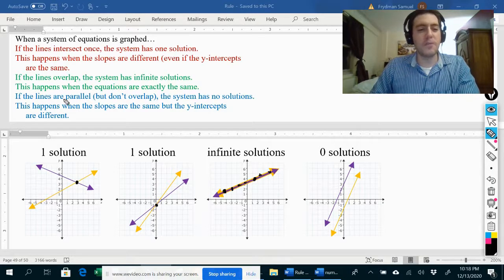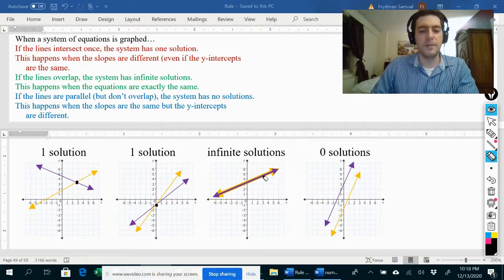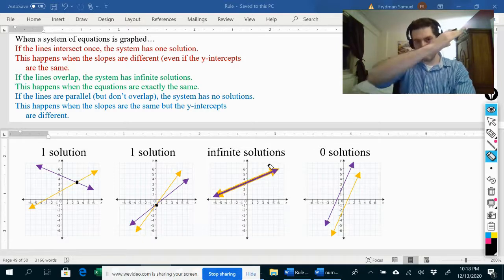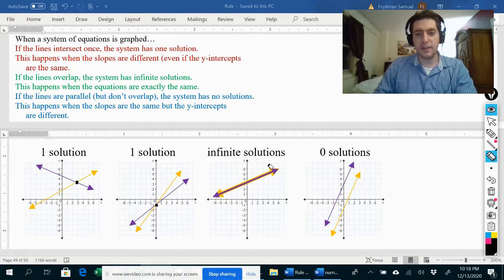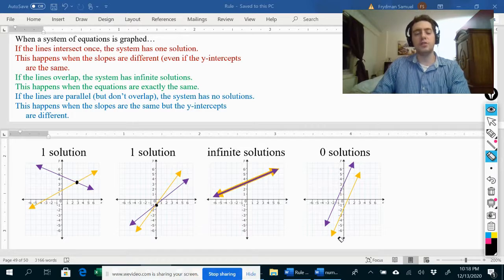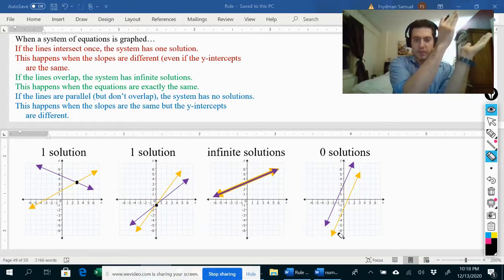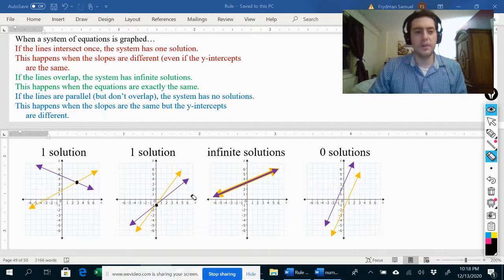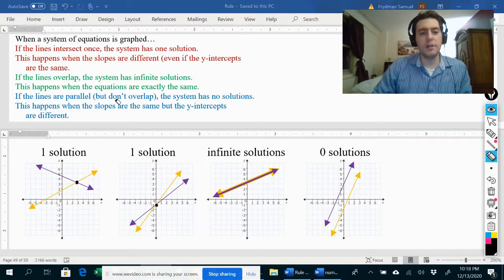If the lines are parallel but don't overlap, so these lines over here are parallel, okay? They're moving in the same direction, right? And they overlapped. These lines over here are also parallel. They're also moving in the same direction, but they don't overlap. So if the lines are parallel but don't overlap, the system has no solutions.